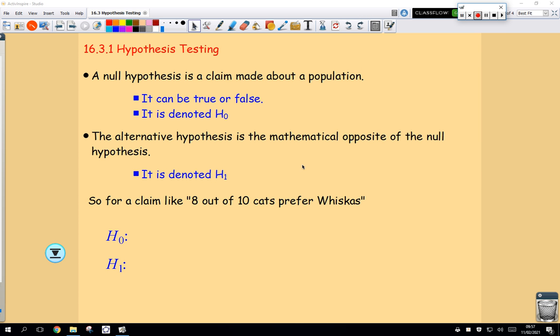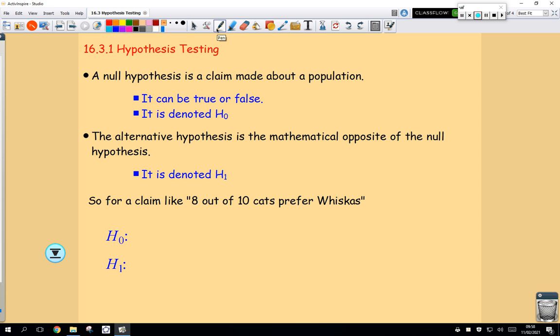Okay, in this lesson I am going to be talking about hypothesis testing. And we're going to be hypothesis testing for the proportion, which is the only type of hypothesis test we'll be doing on our course, on the Leaving Cert Ordinary Level course. So a few definitions just to start.